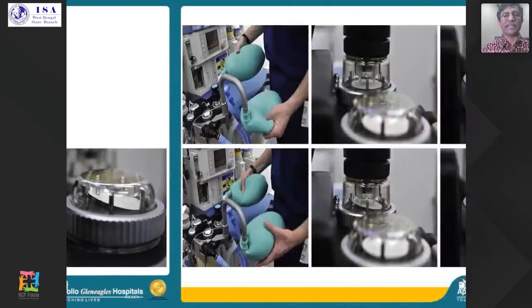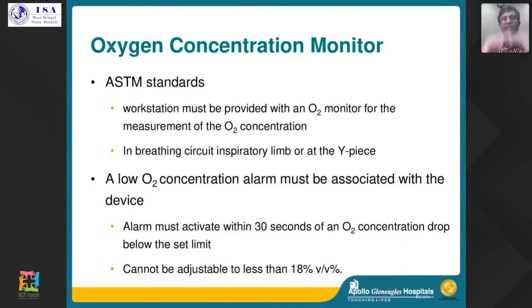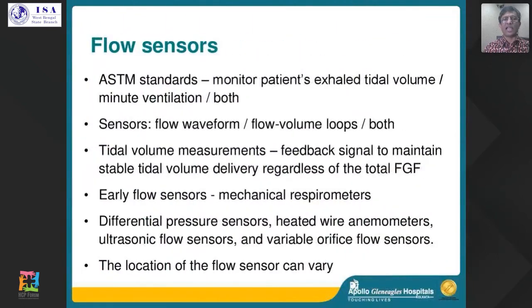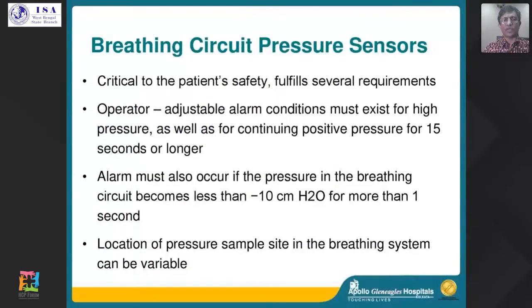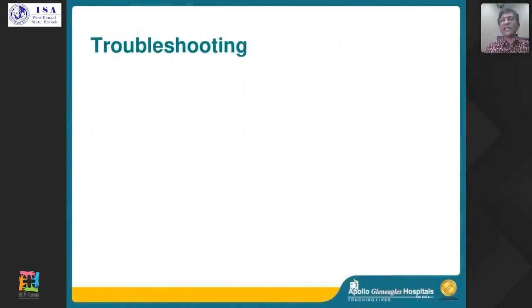I think this is very difficult to explain with these diagrams. Usually you squeeze both sides and see whether only the inspiratory valve is opening, and if you squeeze from the other side, whether only the expiratory valve is opening. You have the oxygen concentration monitors, the sensors, the side stream analyzers, the flow sensors, all of which we talked about, the breathing circuits, and pressure sensors. Finally, we will discuss a few troubleshooting scenarios.